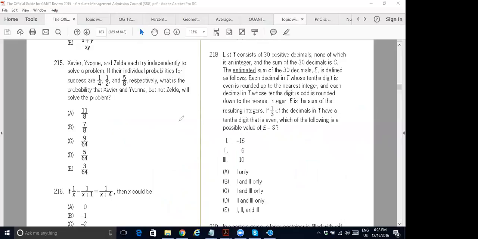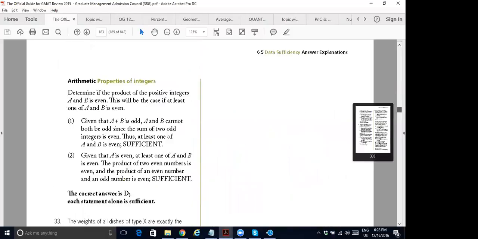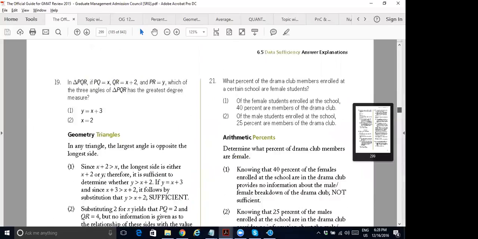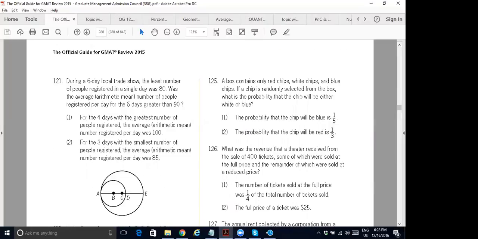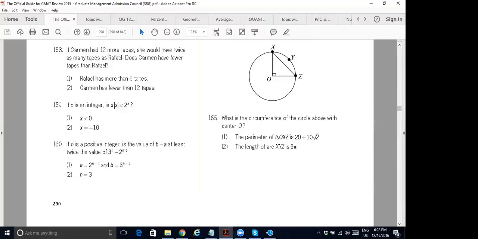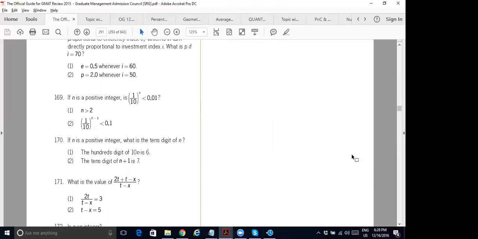Now, let's see a question. How will you do question number 170? I got a question like this on my practice test.